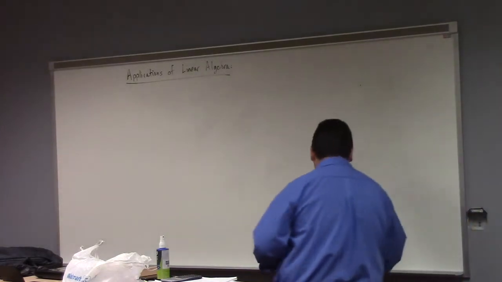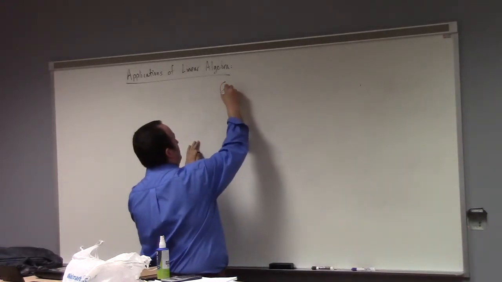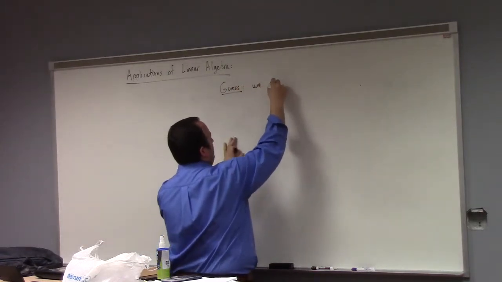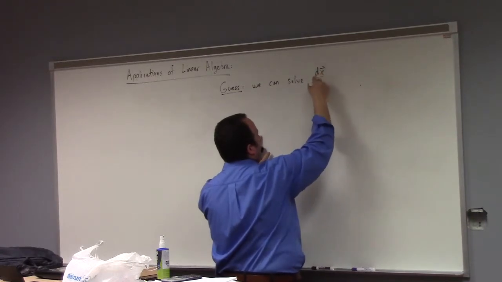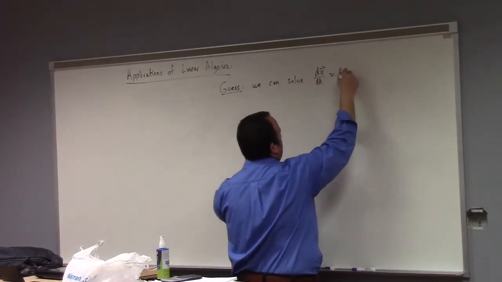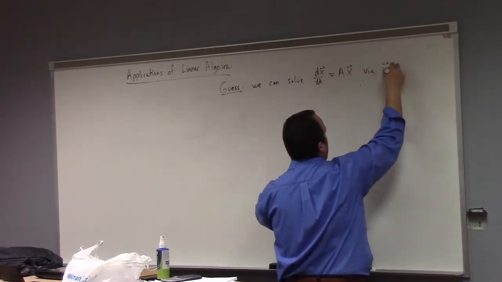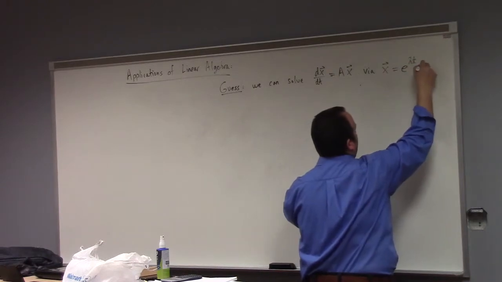So here's a guess. We can solve dx/dt equals Ax via x equal to e to the lambda t times some constant vector u.